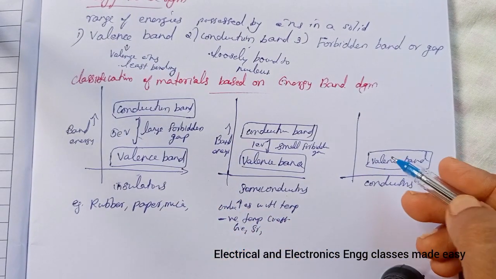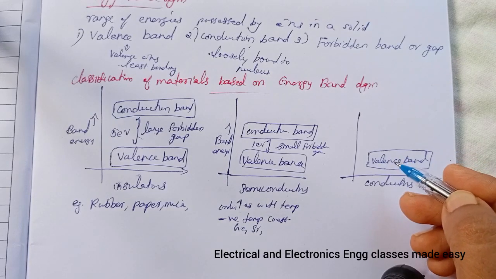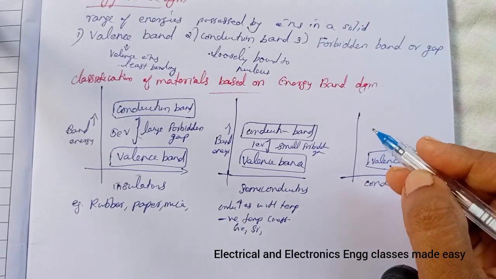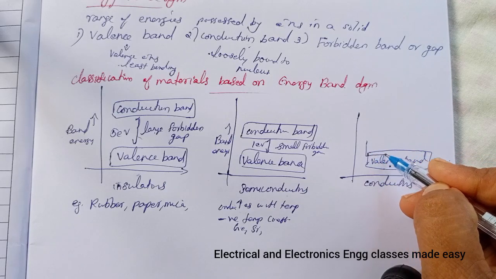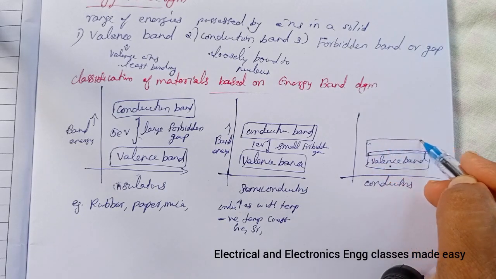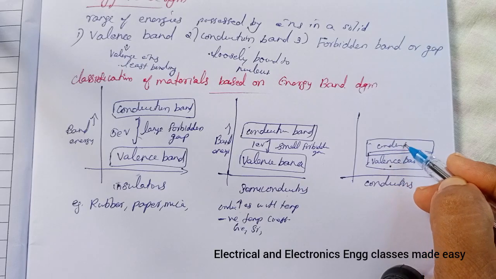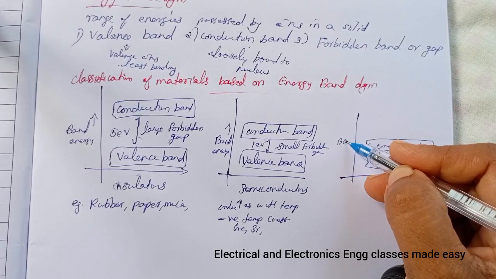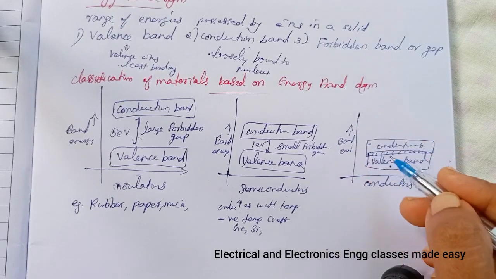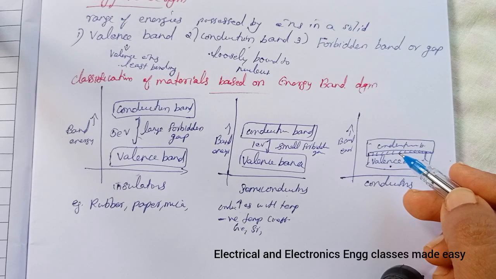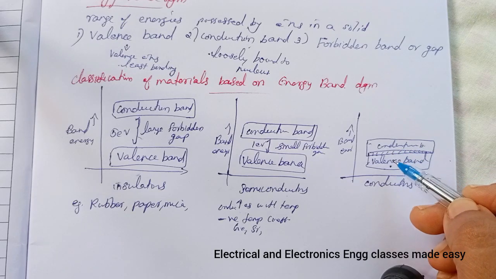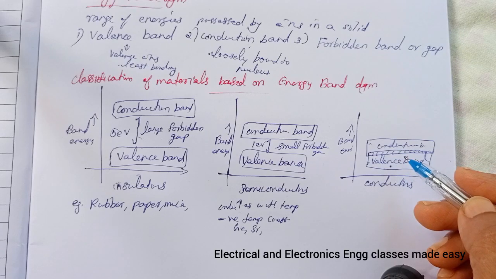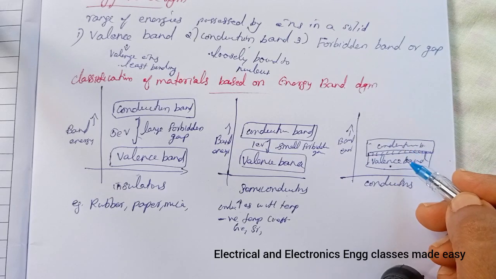Then conductors. The conductors are those substances in which the valence band and conduction band overlap. So we can represent like this, that is valence band and conduction band overlap. This is conduction band. So in this way we can represent, and here there is no physical distinction between the two bands, hence the availability of a large number of conduction electrons.